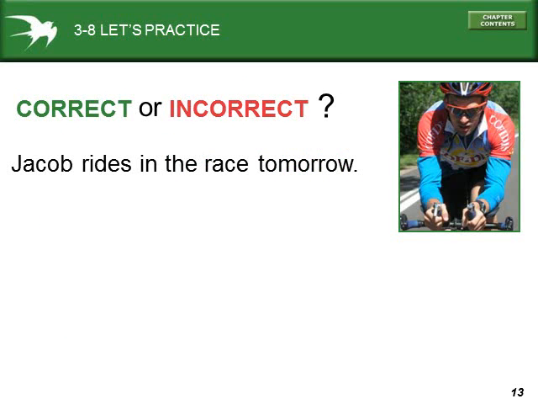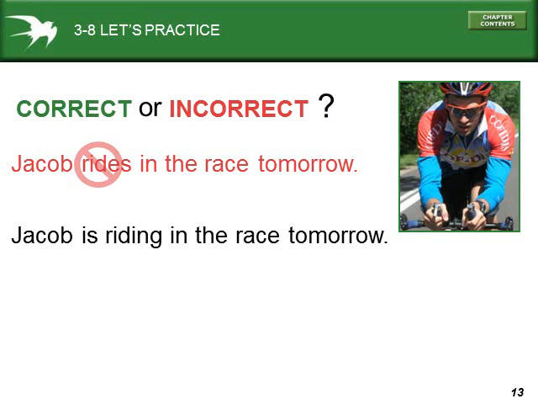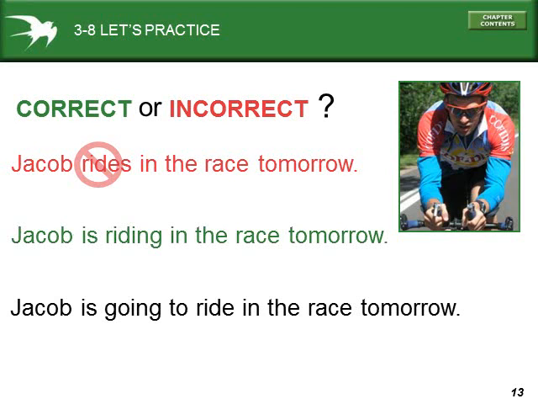So if we look at these ones here, we say "Jacob rides in the race tomorrow." Correct or incorrect? This one's incorrect. This isn't one of the verbs that we said for schedule. So we would say "Jacob is riding in the race tomorrow," meaning that he has a plan to ride in the race tomorrow. Or we can say "Jacob is going to ride in the race tomorrow." Okay, and again, this means that it's a plan.